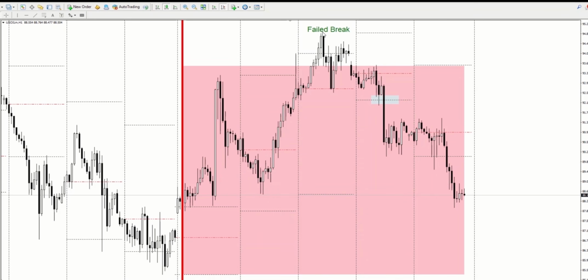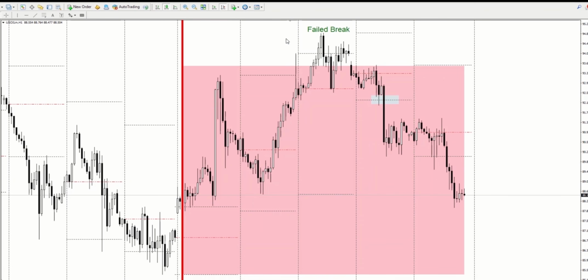Yes, it's a failed break. Why? Because as you can see, when they are going up, they're breaking the highs and the lows remain intact. The next day, what do they do? They break the high, and then again they break the high, but all of a sudden they come and break the low of the previous day. So this tells us that the uptrend has failed.